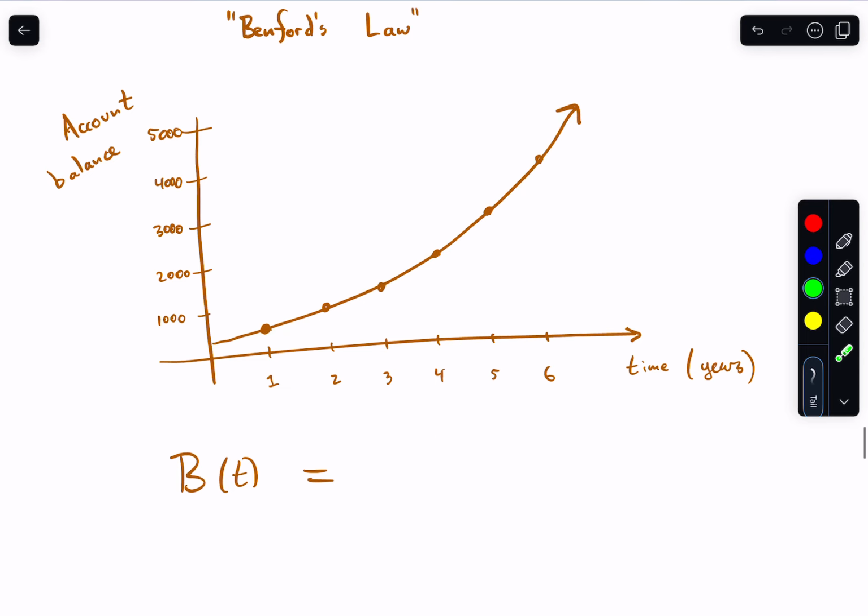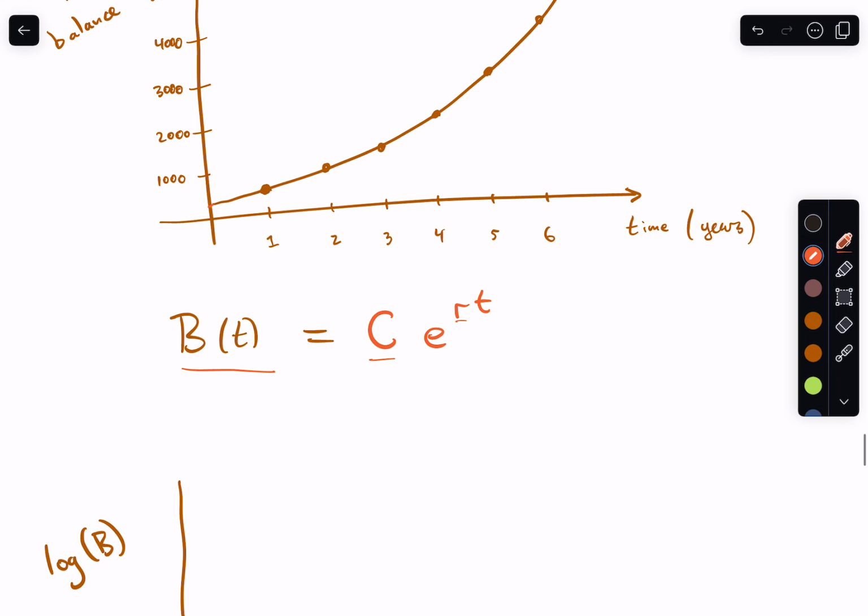Of course, this could also be a debt. And it bends up because usually we expect this to be an exponential function. So constant times e to the RT, where the constant is the initial amount of money and R is your interest rate. We can do some interesting algebra with this equation.